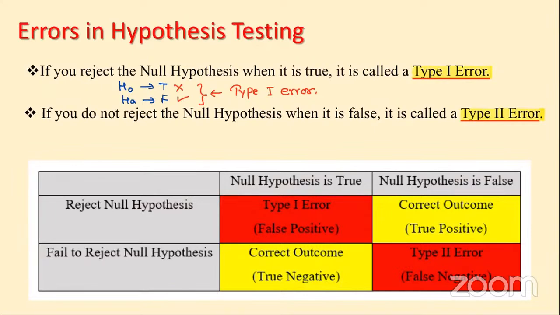What is going on here? See, the null hypothesis is true, but what's going on there? We reject the null hypothesis, right? If that happens, that is called the type 1 error or false positive. Remember, type 1 error is not that dangerous. For example, let me give you an example based on our experience during the pandemic.